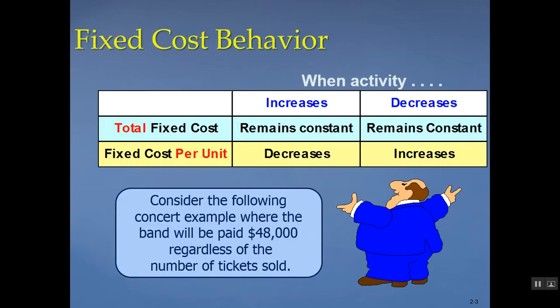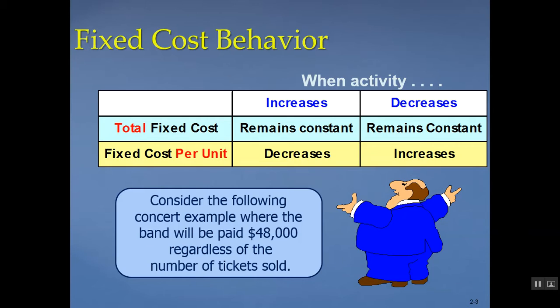So a fixed cost is a cost that remains constant no matter how many units you make. An example is you're going to pay a band $48,000 regardless of how many tickets are sold. If you sell one ticket, it costs you $48,000. If you sell 20 tickets, it costs you $48,000. So no matter how much you sell, the total is not going to change. When we're talking about fixed versus variable, we're talking about the total cost.